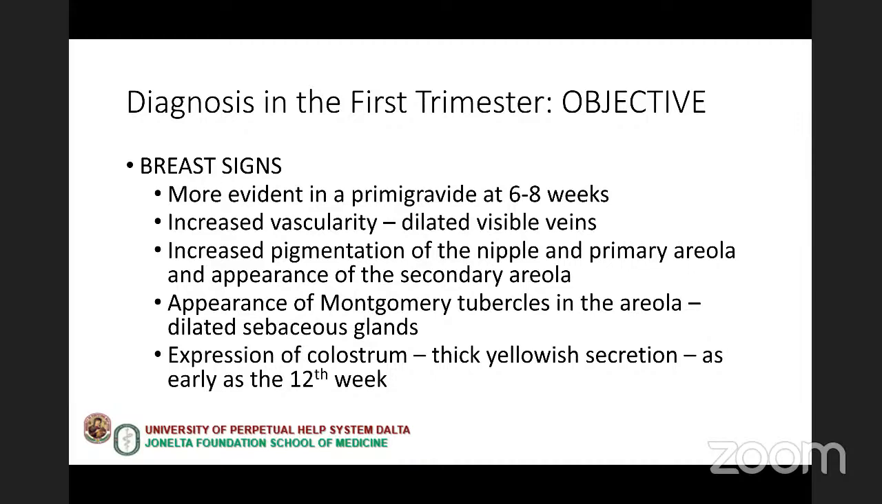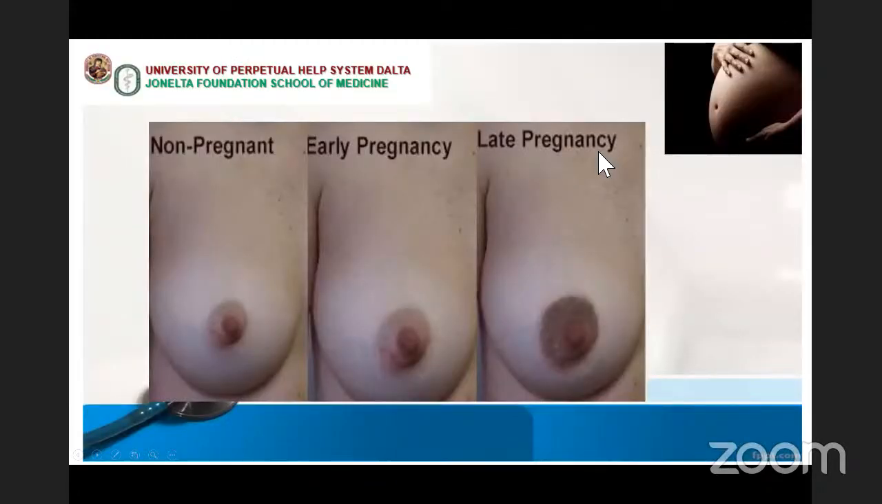Okay, that's pigmentation. Your tubercles, Montgomery tubercles in the areola, would appear. So these are your dilated sebaceous glands. And as early as the 12th week, you may express colostrum. So this is a thick yellowish secretion, which you know would be your starting breast milk for your pregnant patient. Okay, breast signs.